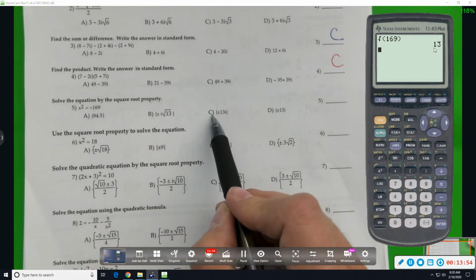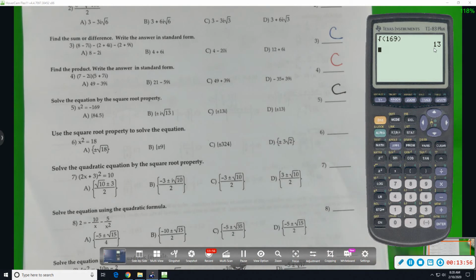Is that going to be C? Oh, wow. If in doubt, guess C. I'm joking about that.